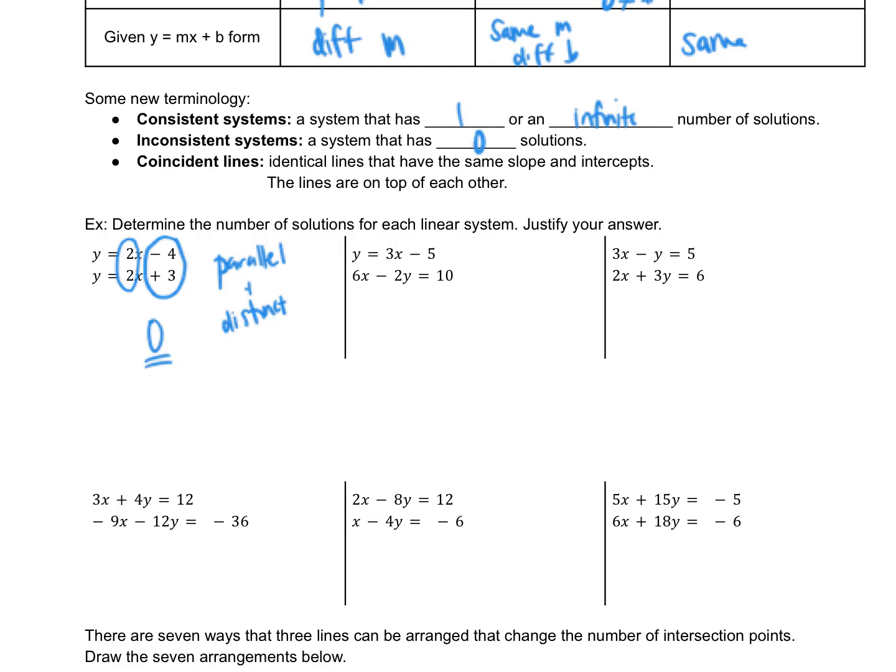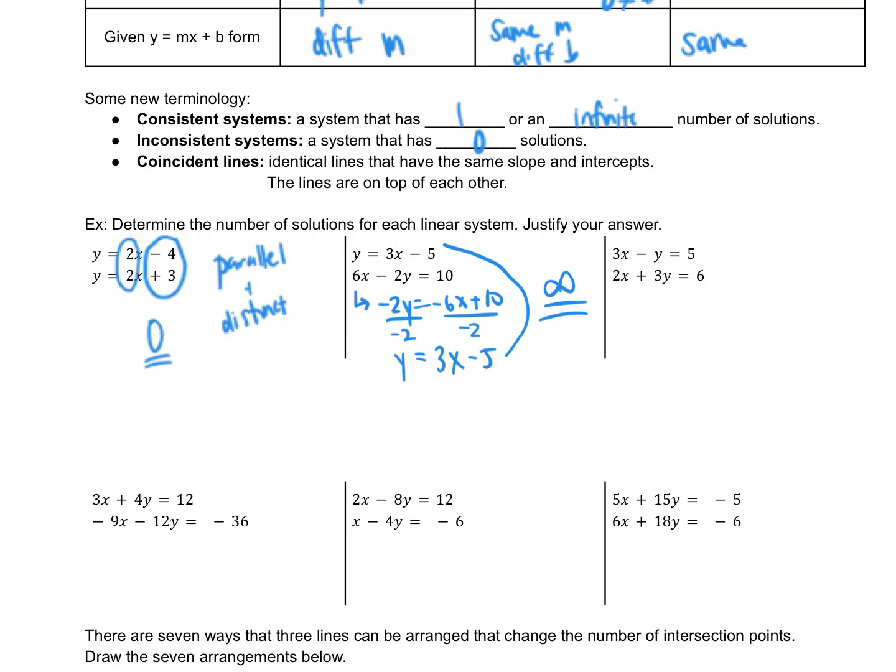For the next one, one of my equations is in y equals mx plus b and the other isn't. So I'm just going to convert the second equation into y equals mx plus b as well, and then I'll just compare the slopes and y-intercepts. Okay, and when we divide by -2, we get 3x minus 5. They are identical, so infinite solutions.